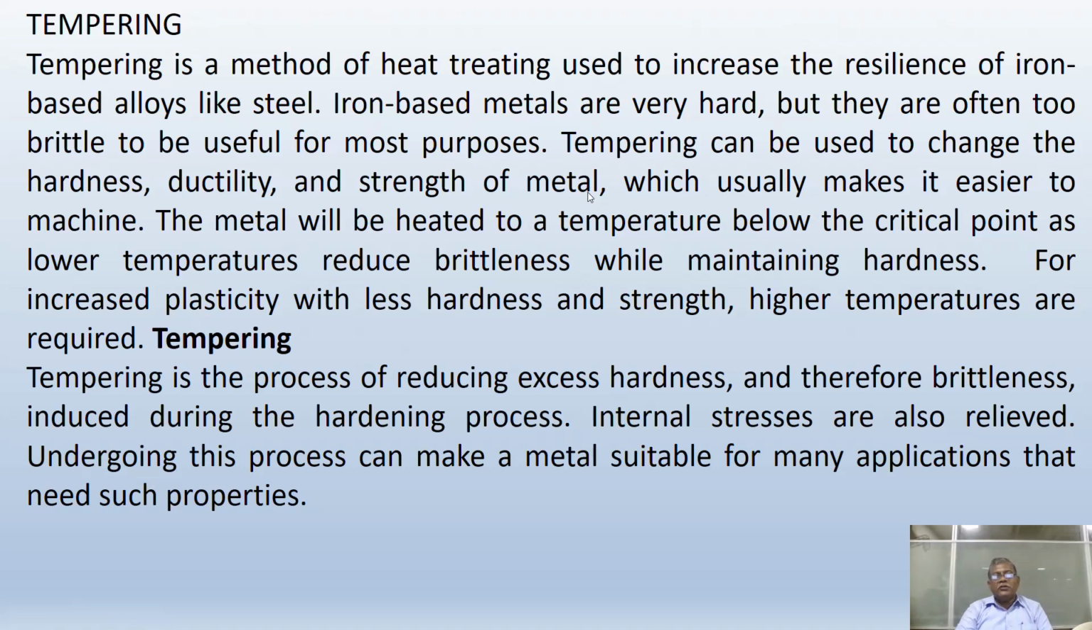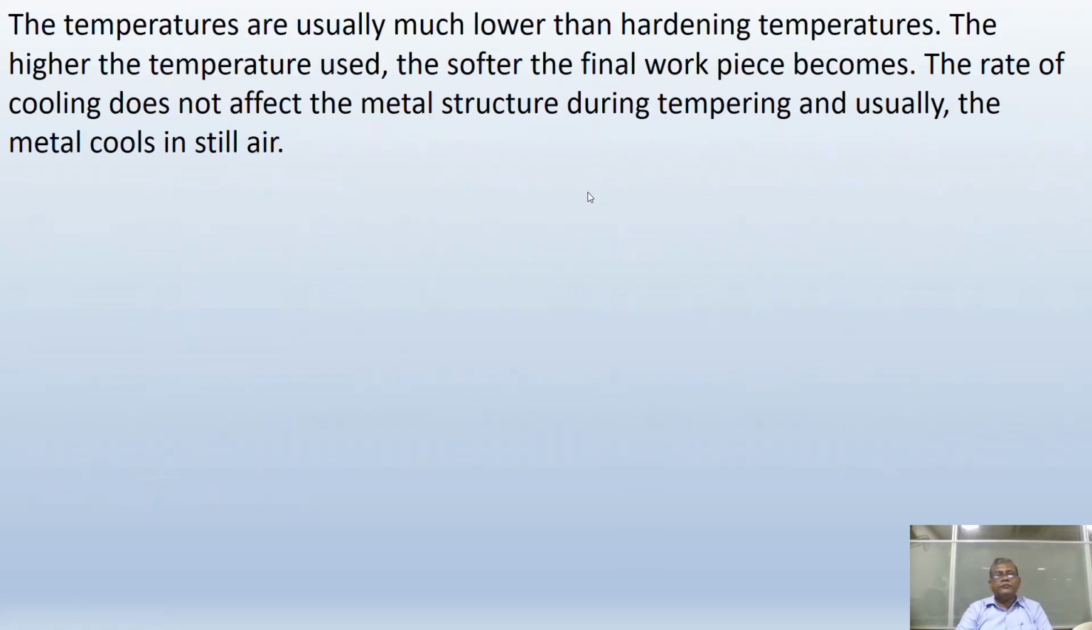This is usually done when the hardness is very high, that is, brittleness is high. Tempering is usually followed by hardening. Temperatures are usually much lower than hardening temperatures. The higher the temperature used, the softer the final workpiece becomes. The rate of cooling does not affect the metal structure during tempering, and usually the metal cools in still air.